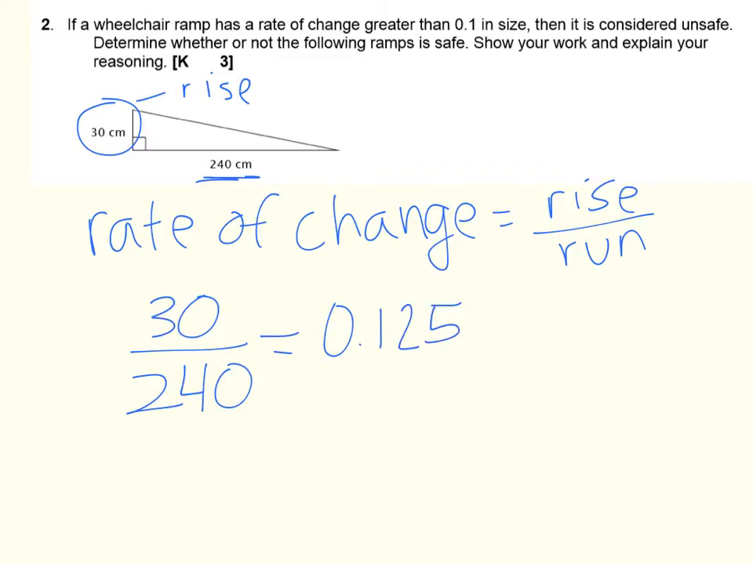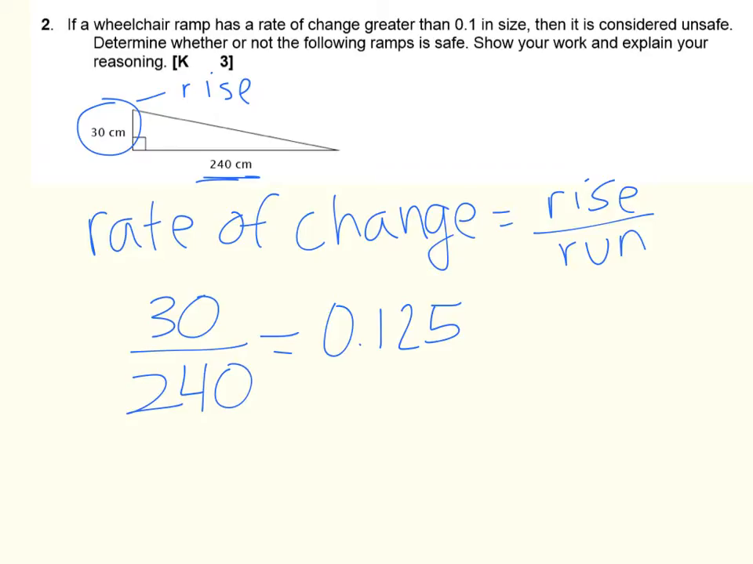0.125. Now, some students got this question correct when they did the calculation, but then insisted that it's not safe, or sorry, that it is safe, because it is less than 0.1. However, 0.125 is greater than 0.1. Therefore, this ramp is not safe.